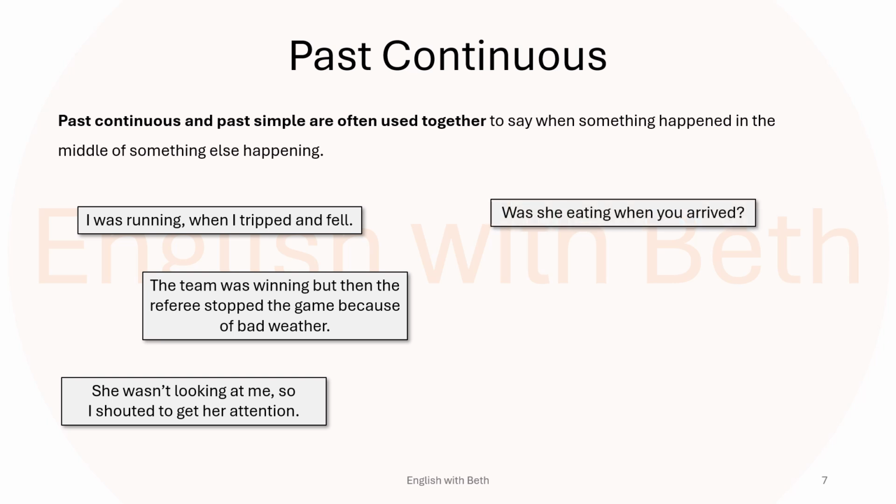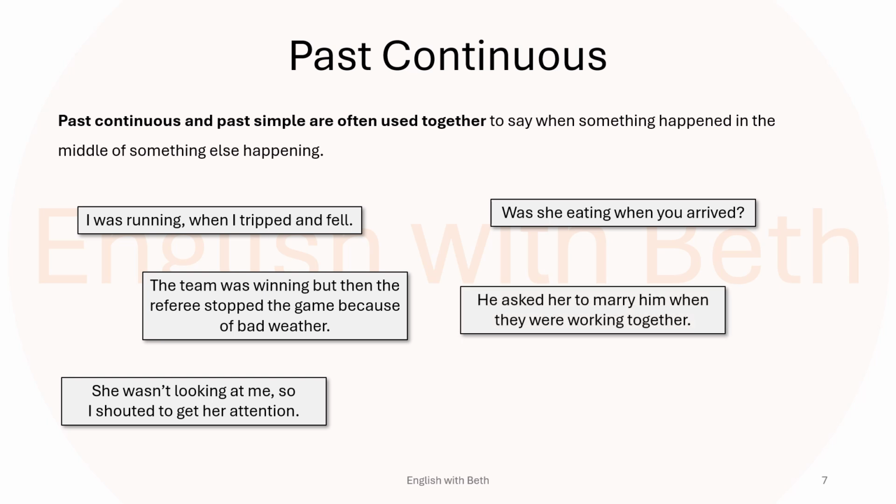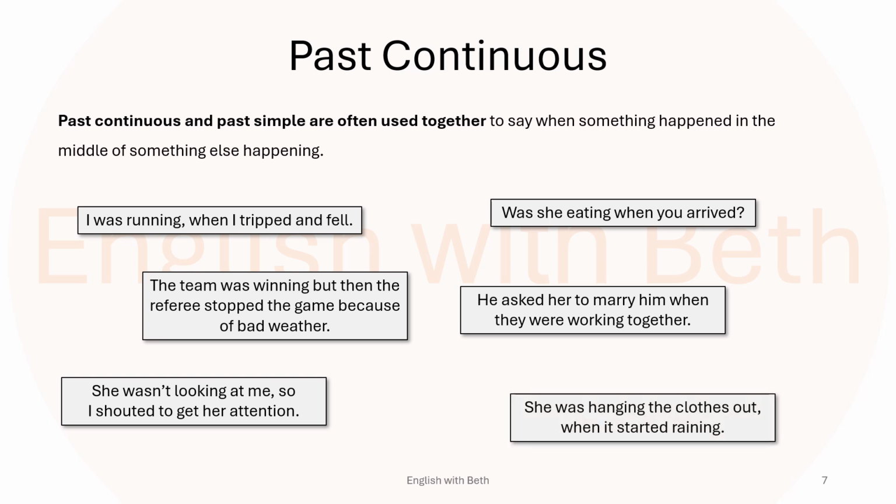Was she eating when you arrived? He asked her to marry him when they were working together. She was hanging the clothes out when it started raining. So if we highlight past continuous in orange and past simple in blue, I was running, past continuous, and then when I was running, in the middle of my run, I tripped and fell.